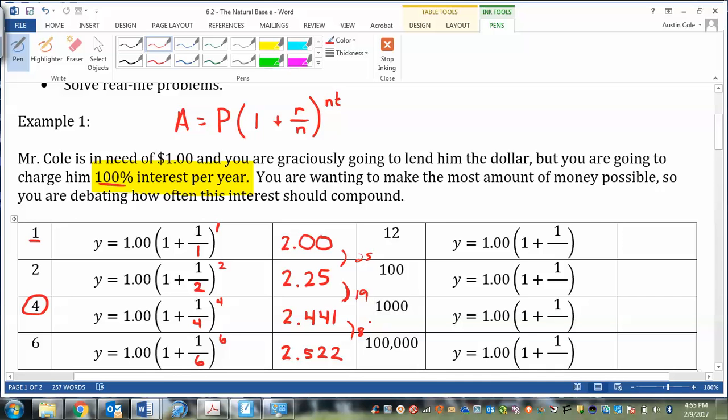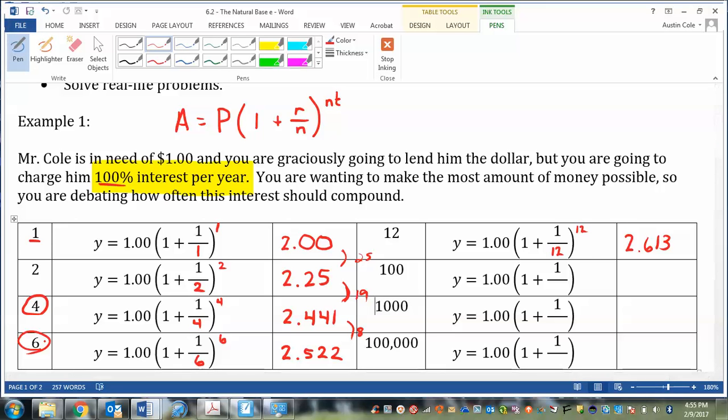All right, so if I go over here and let's talk about 12 times. So let's think about monthly. If we compound this interest monthly, and we'll in our calculator take 1 divided by 12 and hit enter. Add 1 to that, hit enter. Take it to the 12th power, and I think we should get 2.613. So again, we're still increasing, but I didn't go up very much there. Okay, I doubled the amount that I compounded, but I didn't go up very much.